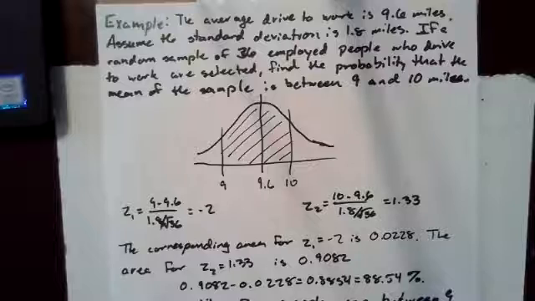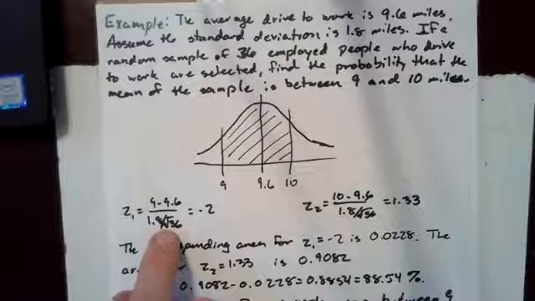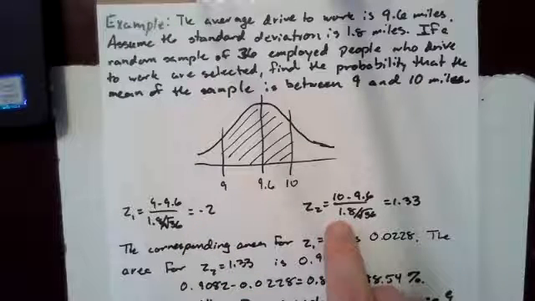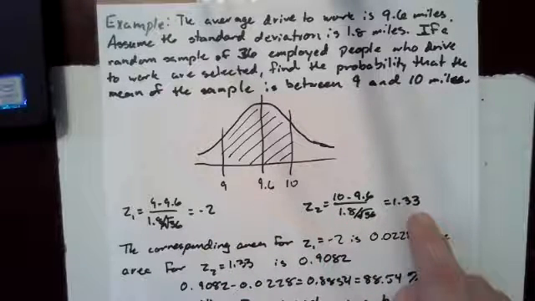One more example. The average drive to work is 9.6 miles. Assume the standard deviation is 1.8 miles. If a random sample of 36 employed people who drive to work are selected, find the probability that the mean of the sample is between 9 and 10 miles. So now we have to find two different z-values. We need to find the z-value for x bar equals 9, which is -2, and the z-value for x bar equals 10, which is 1.33.